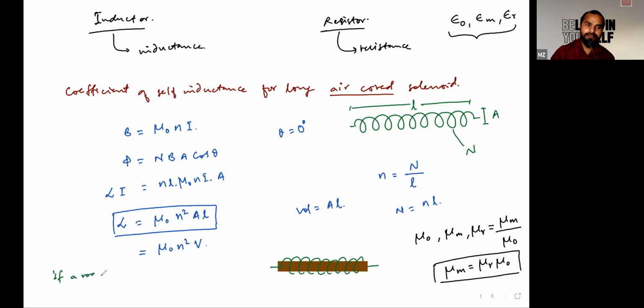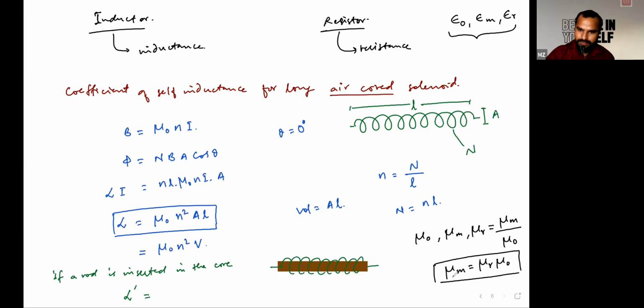If a rod is inserted in the core, now L becomes L dash. Here we had used just mu naught because it was just air in the core of this solenoid. But now we have some medium other than air. For that medium, we use mu m. Is it clear to everyone?